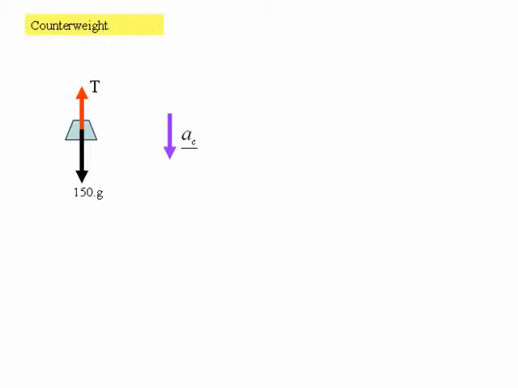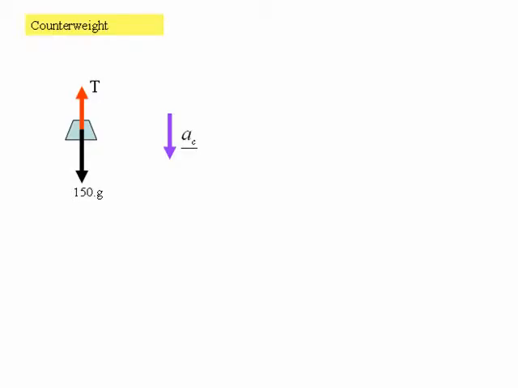Well, there's gravity acting downwards, which is 150 times g, because the mass of the counterweight, we're told, is 150 kilograms. And then in the upwards direction, there's the tension in the cable, which we'll call T.